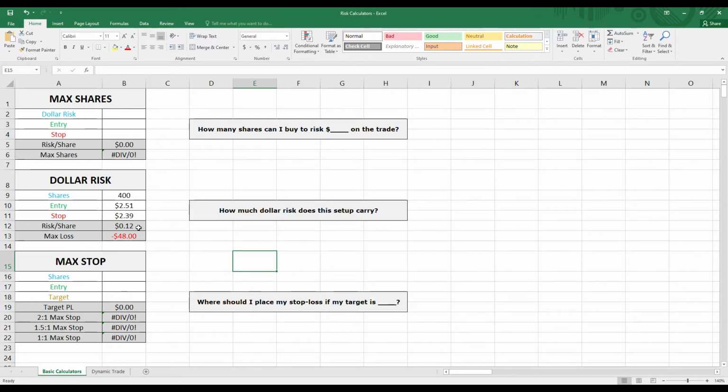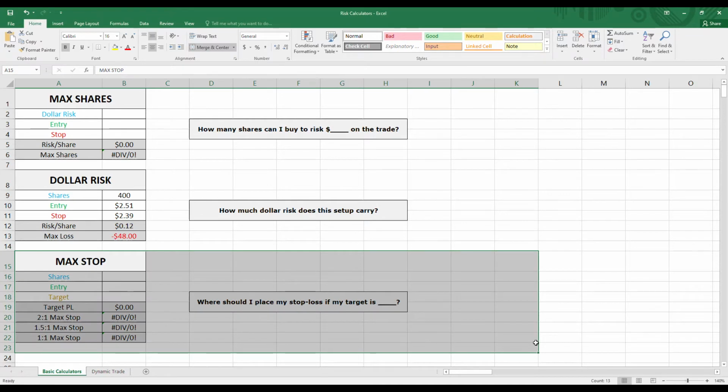So now let's take a look at the math that is controlling this calculator. And once again, in the risk per share, it's the same thing. It's just entry minus stop. And then for the max loss section, it is the risk per share multiplied by the total shares in the position, which gives you the max loss.